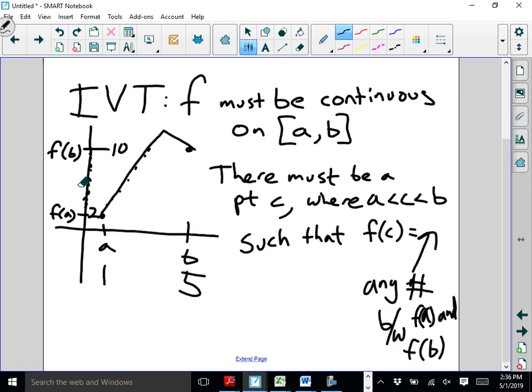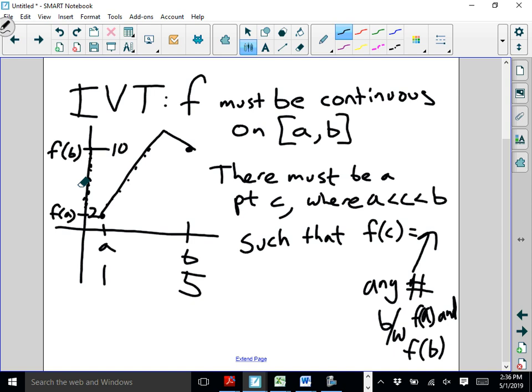Now there could be an f of c equal to 11. There could be an f of c equal to 1. Those things could happen, but the only ones that are guaranteed are the numbers between 2 and 10. Okay? But again, IVT, in order to use it, you have to use continuity.